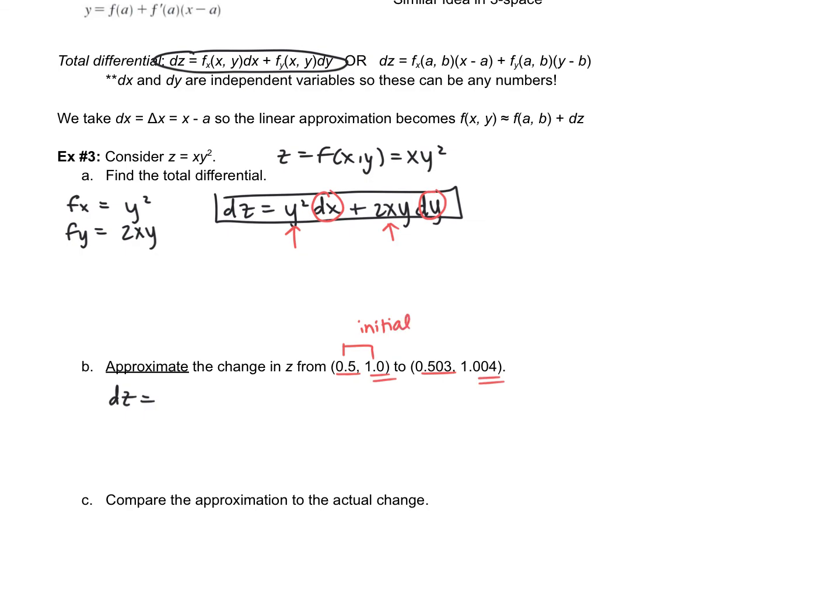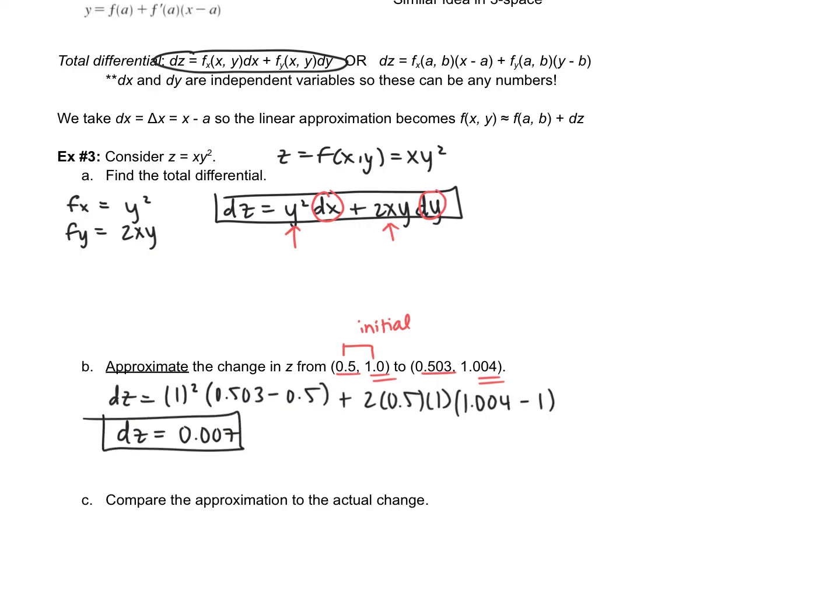So now let's use that differential to approximate the change. For our y, we get 1 squared. For our change in x, we go to 0.503, but we started at 0.5. So then we get 2xy. Again, we ended at 1.004, but we started at 1. So our dz is equal to 0.007. And again, this is the approximated change when we move from the first point to the second point.